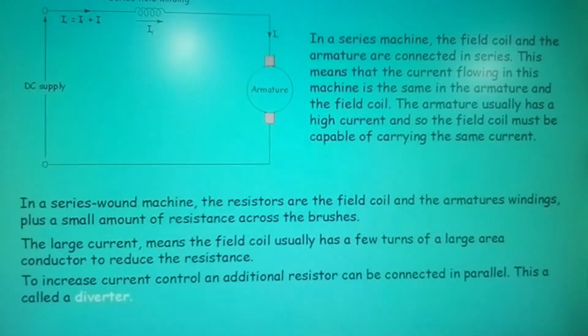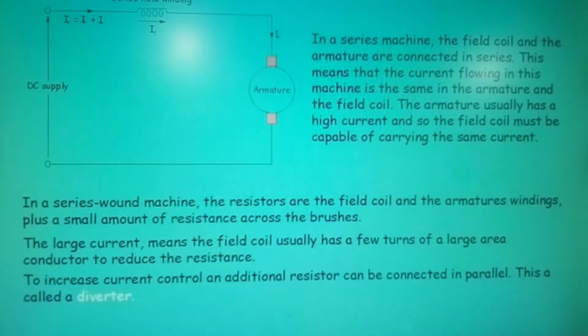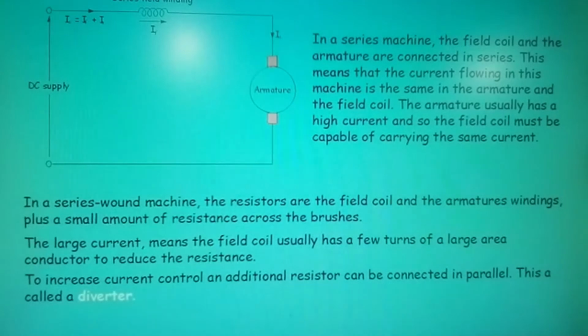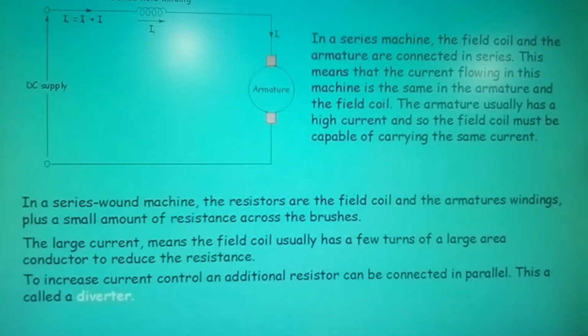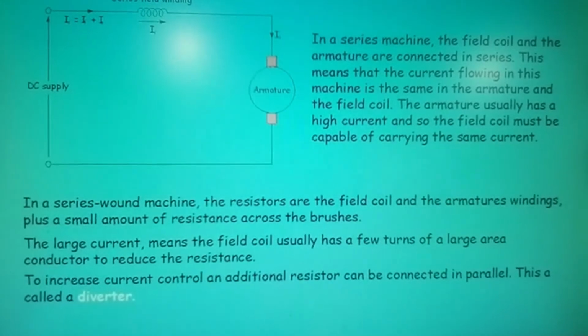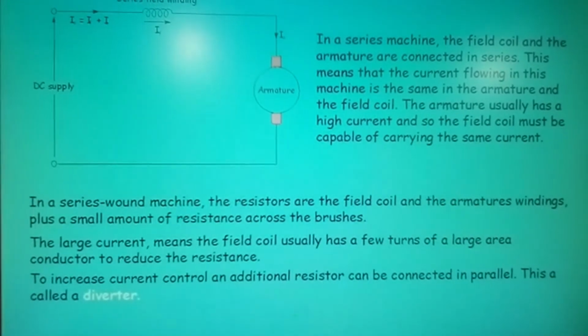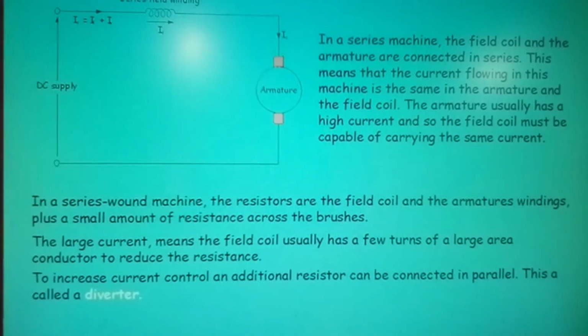To increase current control, an additional resistor can be connected in parallel. This is called a diverter. We just simply call it a field diverter, basically.